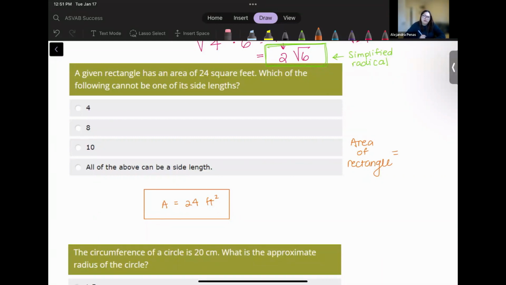What's the formula for area of a rectangle? Is it length times width? Yep, length times width. So we have length times width. The area is supposed to equal 24. So what two numbers can I multiply to get 24?